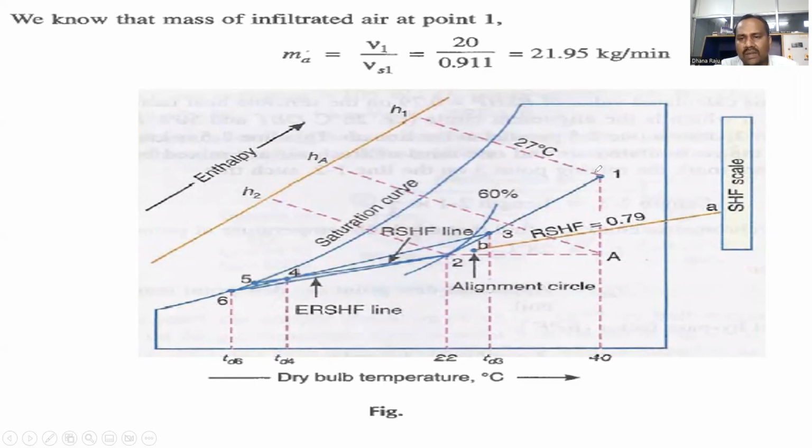At point 1, we have already taken the specific volume value. Specific volume V1 is given as 0.911, where the volume of air supplied to the room is 20 meter cube per minute. So 20 by 0.911 is 21.95 kg per minute. So the mass of air supplied to the room is 21.95.